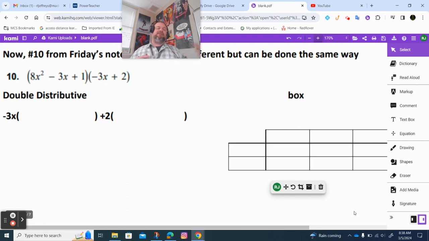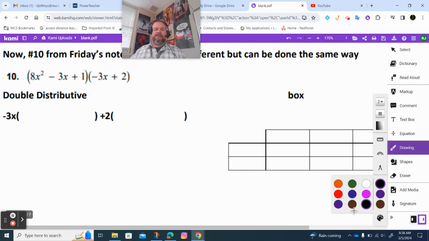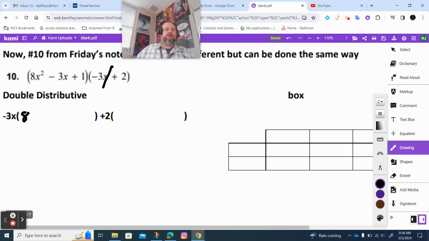there's kind of another way to do number 10 also. All right. If we set up number 10 like we would do, we're splitting the binomial. Remember, binomial, 2 terms?